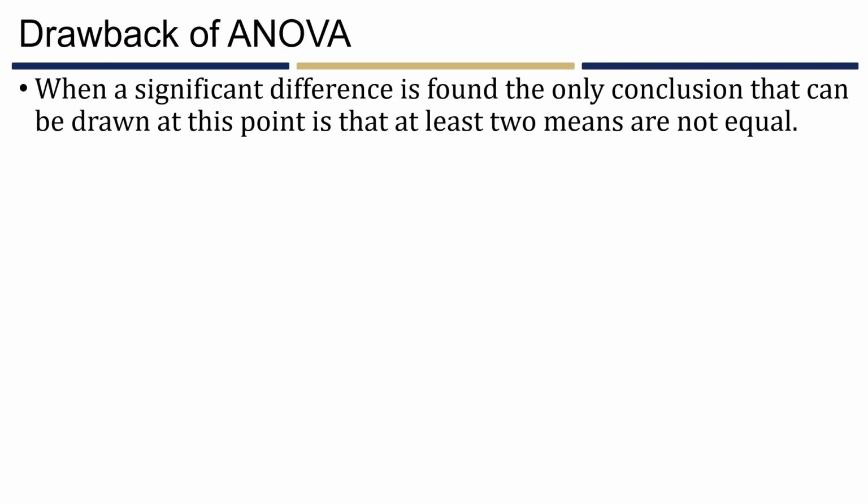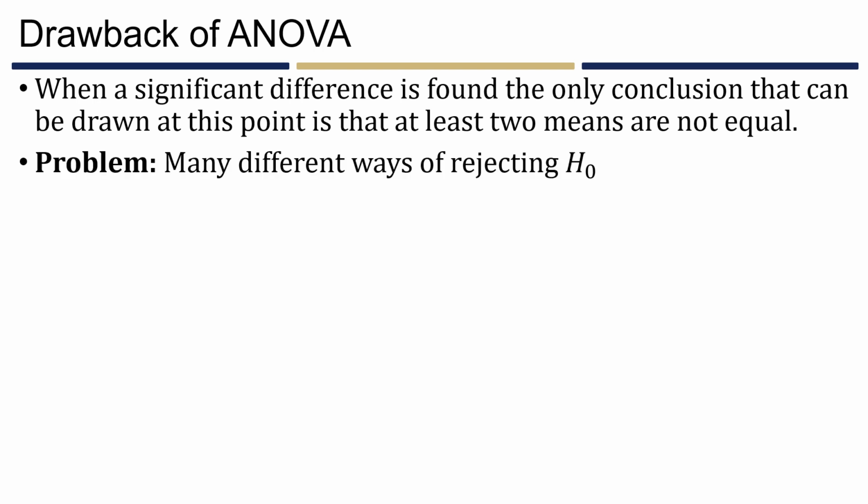Now, whenever we find a significant difference in ANOVA, as we did in the first example with the math SAT scores, the only conclusion that we can make is that at least 2 of these means are not equal. This is a problem because there are several different ways that we could potentially reject the null hypothesis.